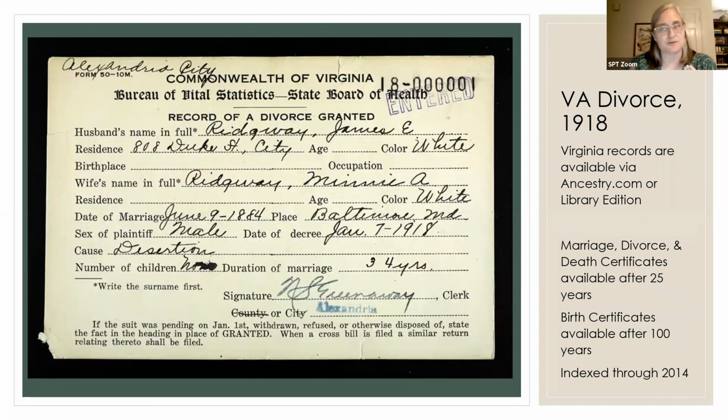So every state is going to be slightly different. North Carolina has 20th century birth registers on the county level that have been digitized and are out there well into the 20th century, so well beyond that 100-year restriction. So some states, you can get birth registers up through the 1900s, and some states you can't get them. So it just depends. Virginia does have indexing on Ancestry through 2014.